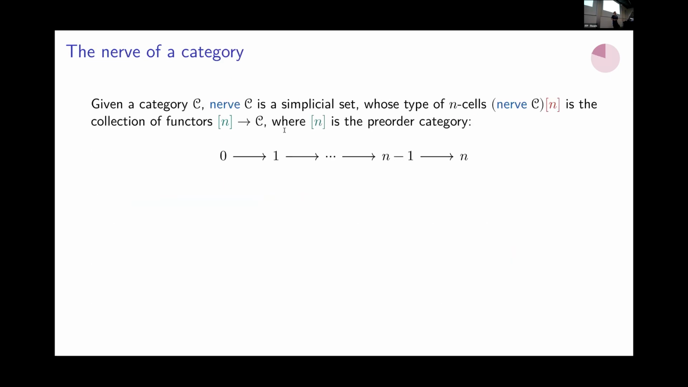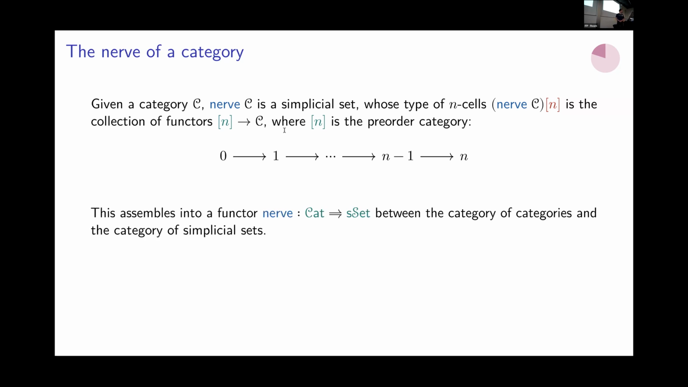So the nerve of a category is a functor that operates on categories. You give it a category, and it produces a simplicial set. The n-cells of that simplicial set are going to be the collection of functors from [n] to C. Here, [n] is the set from 0 to n inclusive, but treated as a pre-order category. That is to say, it's just got these n elements and the morphisms between them going in one direction. So this gives us a functor from categories to simplicial sets.